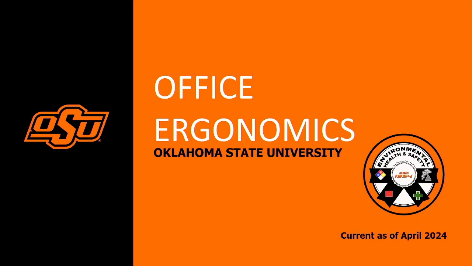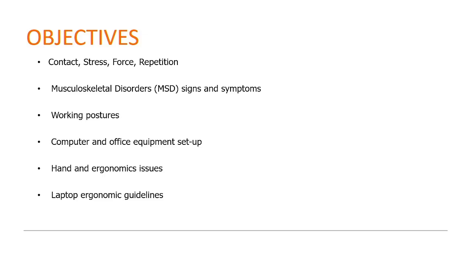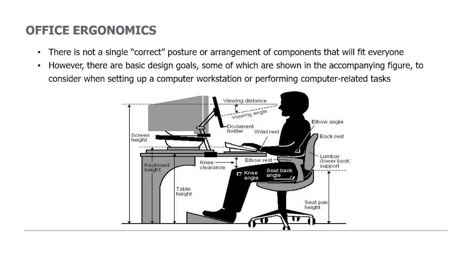Today we're going to be discussing and training what's referred to as office ergonomics. Some of the things we're going to be covering during this time will be contact stress, force, and repetition. We'll also be covering musculoskeletal disorders, or MSDs, signs and symptoms, working postures, computer and office equipment setup, hand and ergonomic issues, and laptop ergonomic guidelines. We'll be covering those as well.